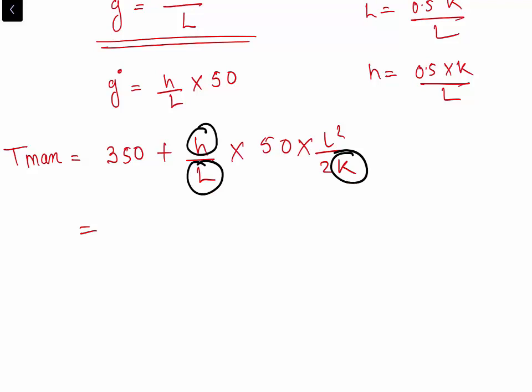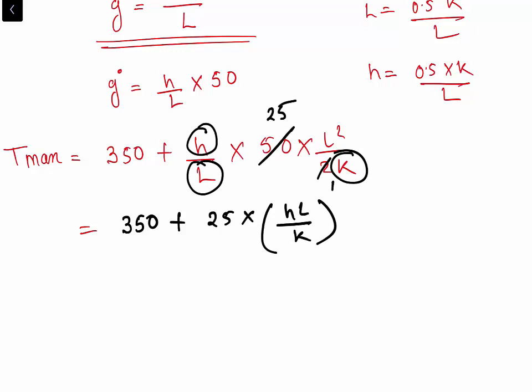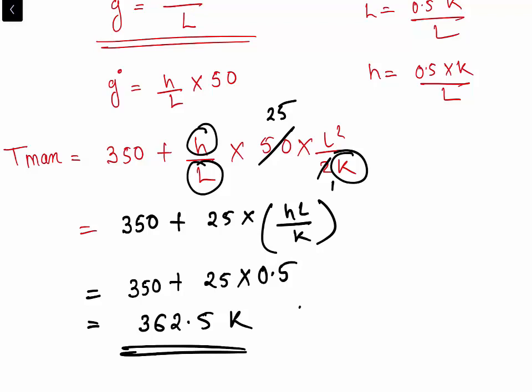In place of this you can write easily, so that will be 350 plus 25 into HL by K. This is 25. So HL by K is given 0.5, so 350 plus 25 into 0.5. So it will come 362.5 Kelvin. So this is the answer.